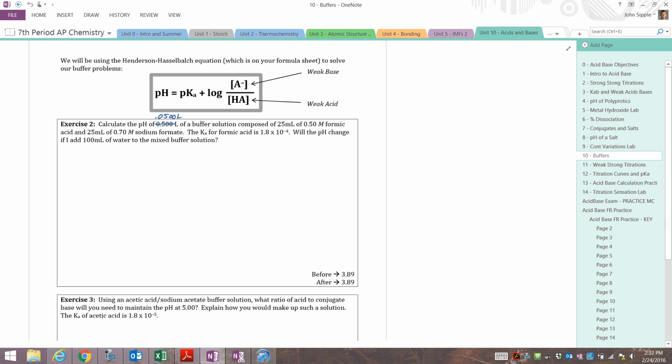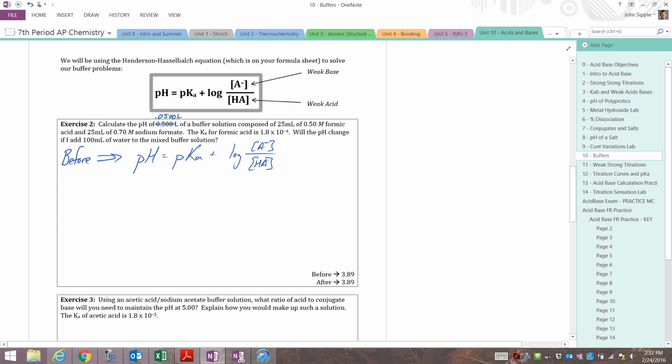Well, let's calculate the pH of the original solution. So we have to do the before. In order to calculate pH, we're going to use our Henderson-Hasselbalch equation: pH equals pKa plus log of the concentration of A minus divided by the concentration of HA.